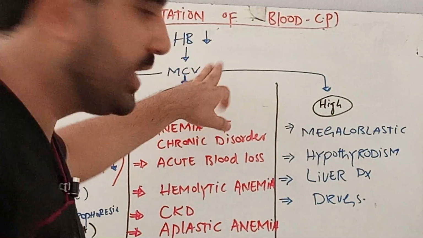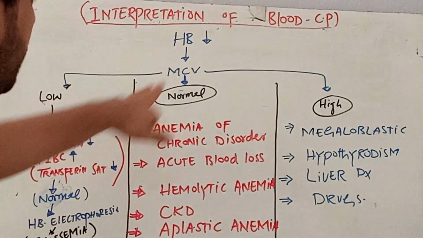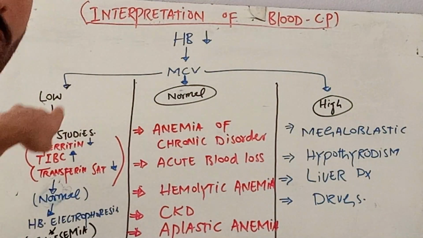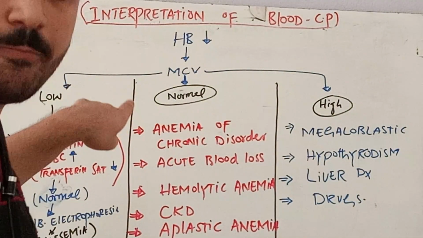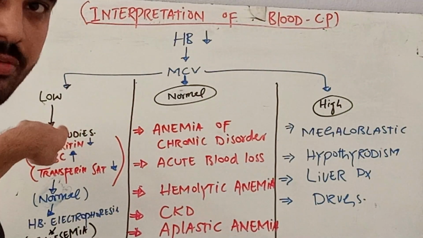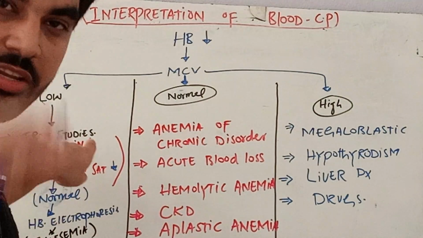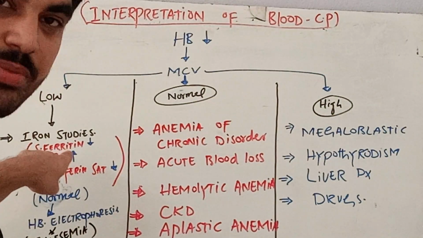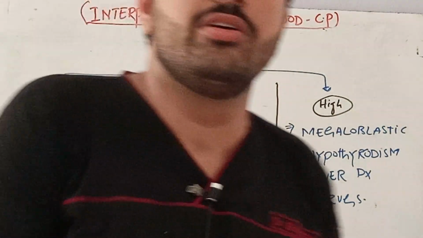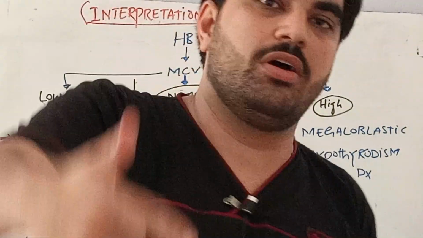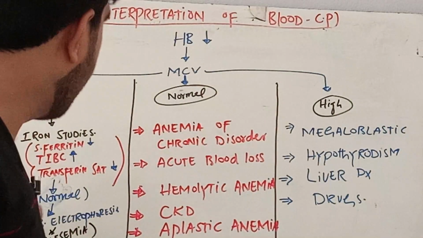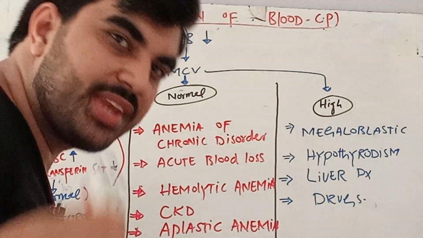Low HB, how would you proceed in a blood CP? Look at the MCV. If the MCV is low, what is the most common cause of low MCV? Iron deficiency anemia. So you do iron studies. Serum ferritin is low, total iron binding capacity is high, and transferrin saturation is low. This is iron deficiency anemia. Find out the cause, treat the cause, and replace the iron. If the iron studies are normal, what is the best next step to do?